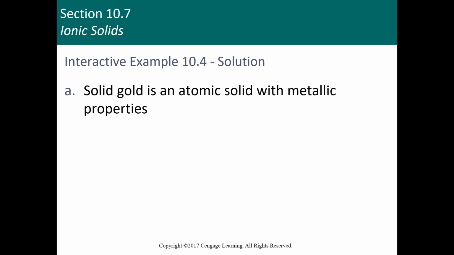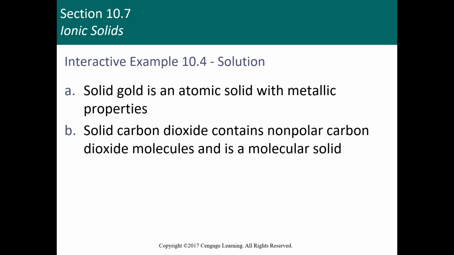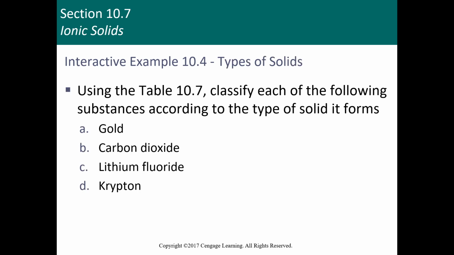Solid gold, this is going to be an atomic solid, which means that the vertices are made out of atoms with metallic properties. Solid carbon dioxide, well, there's a big hint here. Whenever you look at these, one of the big hints is that if it's a pure atom, it's probably atomic, isn't it? This right here, this is a covalent compound. These are two non-metals. And so this is typically going to be a molecular solid.